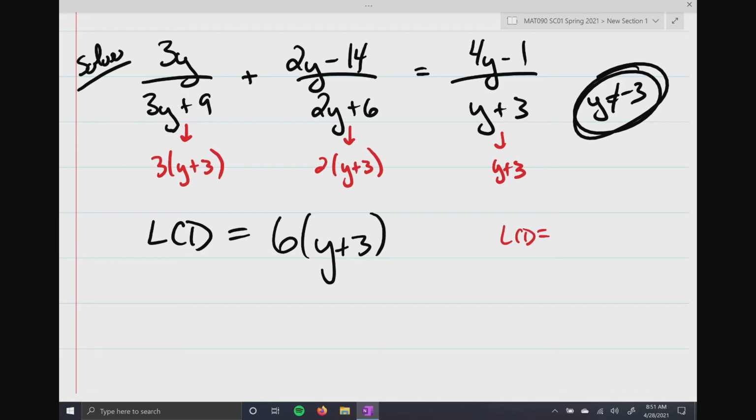So the LCD is going to be the product, which means multiplication, of unique, which means different, factors, things that are being multiplied. That 3 is unique, this 2 is unique, and the y plus 3 is unique. Although it's shared in every single denominator, it's still unique. So we have 2 times 3 times y plus 3. Or, as April said, 6 times y plus 3. So that is my LCD. Okay, are there any questions with how we found that?